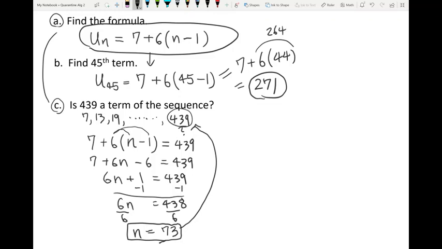So that means the answer for C is going to be yes. 439 is a 73rd term of the sequence.